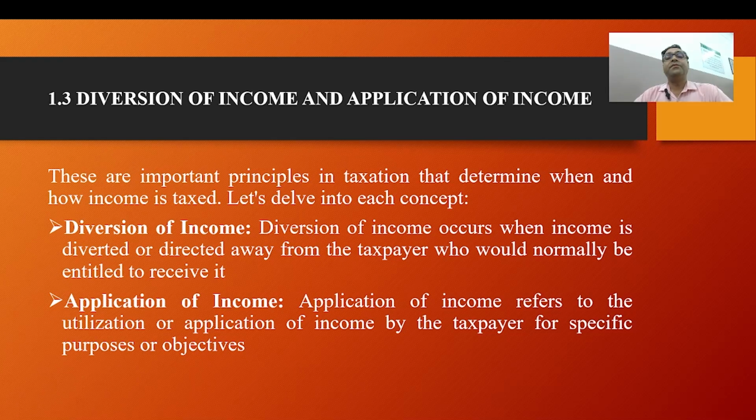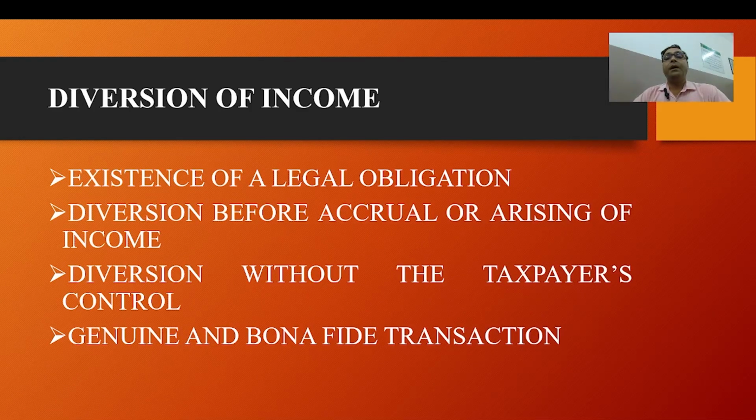Number one is existence of a legal obligation. Number two, diversion before accrual or arising of income. Number three, diversion without the taxpayer's control. And number four, the last, genuine and bona fide transactions. Now I will discuss the first point, existence of a legal obligation. There must be a legal obligation on the taxpayer to apply the income in a particular manner before it accrues or arises to the taxpayer.